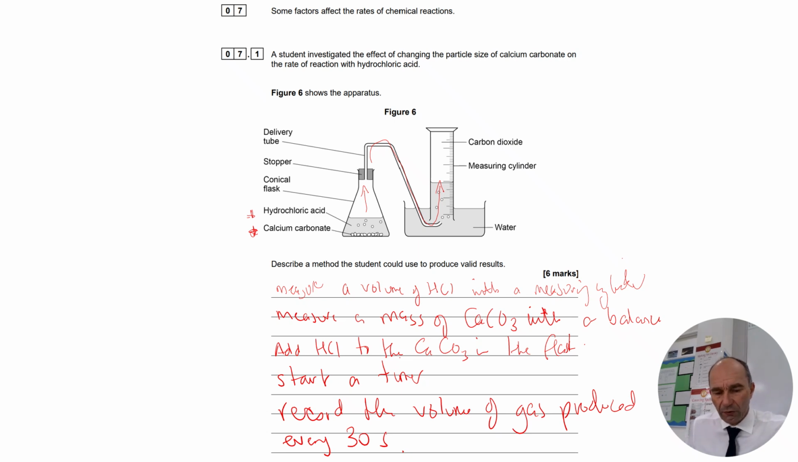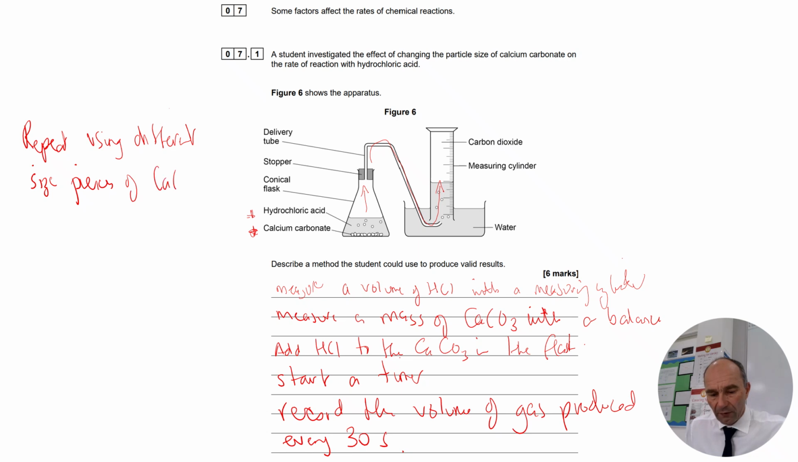You would then, I'm just going to write up at the side now, repeat using different size pieces of calcium carbonate. And the important thing here is we've just got to make sure that we're using the same volume and same concentration of hydrochloric acid each time. We're also making sure that the acid's at the same temperature as well, because if we start changing the temperature, that's adding another variable to our investigation.